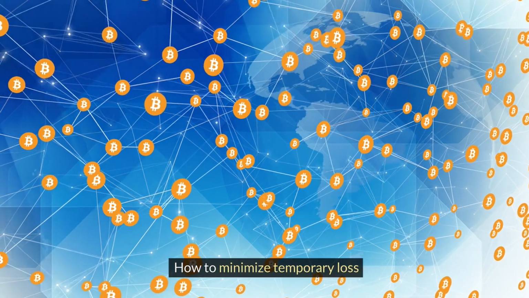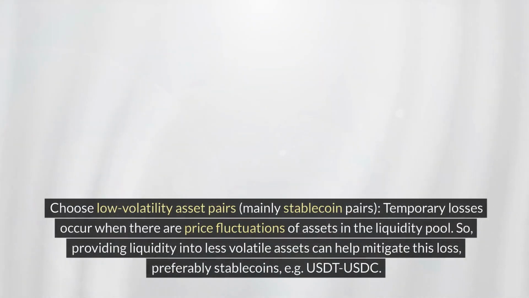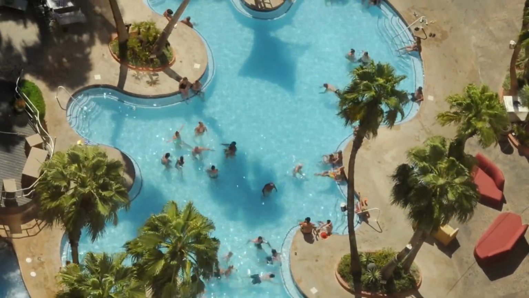How to minimize temporary loss. Temporary loss is an unavoidable risk when providing liquidity, but here are some strategies that can help liquidity providers minimize its impact. Choose low volatility asset pairs, mainly stablecoin pairs. Temporary losses occur when there are price fluctuations of assets in the liquidity pool. So, providing liquidity into less volatile assets can help mitigate this loss, preferably stablecoins, e.g. USDT, USDC.